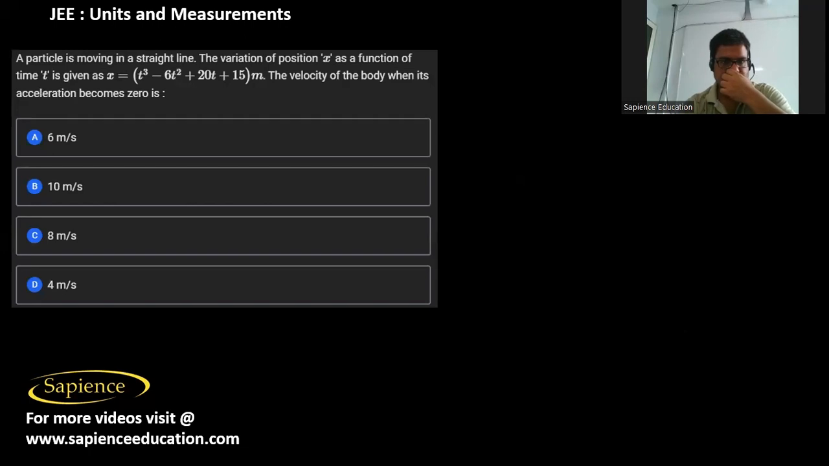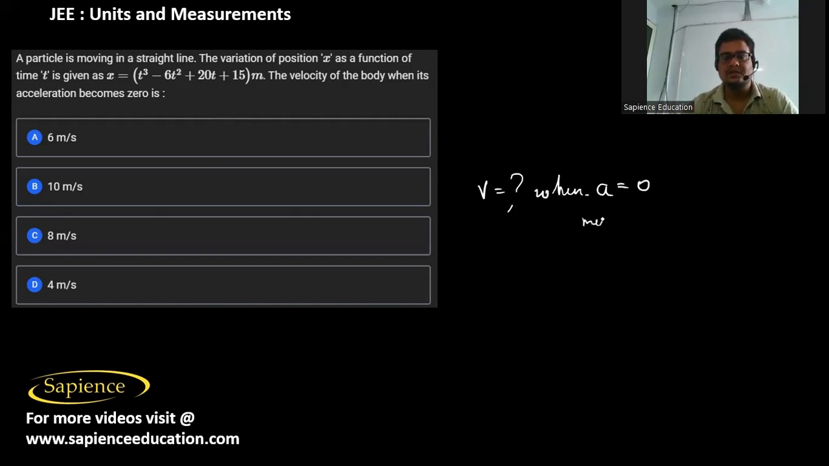Then here it is told a particle is moving in a straight line. The variation of x as a function of time is given as x equal to t cube minus 6t square plus 20t plus 15 meters. The velocity of the body when its acceleration becomes 0 is. So we have to find the velocity when the acceleration is 0.